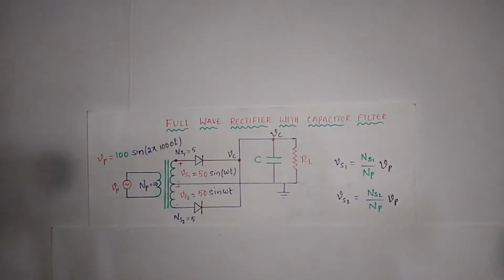In this video, we are going to gain some insight into a full wave rectifier with a capacitor filter. This circuit is a full wave rectifier with a capacitor filter. Transformer primary voltage is denoted by Vp and it is given as Vp equal 100 sin 2 pi ft. And from the turns ratio, the transformer secondary voltages are found using this formula. It is found that both secondary voltages have same amplitude and it is half the primary voltage.